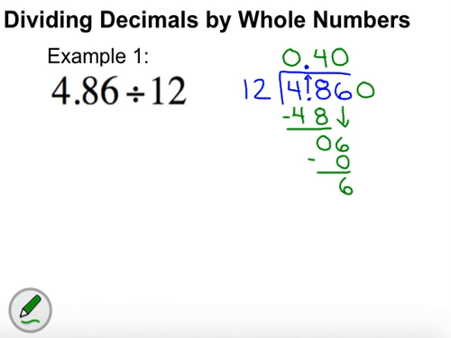I'm not allowed to have a remainder in a decimal problem. So I'm going to add a 0 here on my dividend and then bring it down. Now I can do 12 into 60. That goes 5 times. 5 times 12 is 60. Subtract, I get 0. Since it terminated, I am now done. So my answer is 405 thousandths, or 0.405.